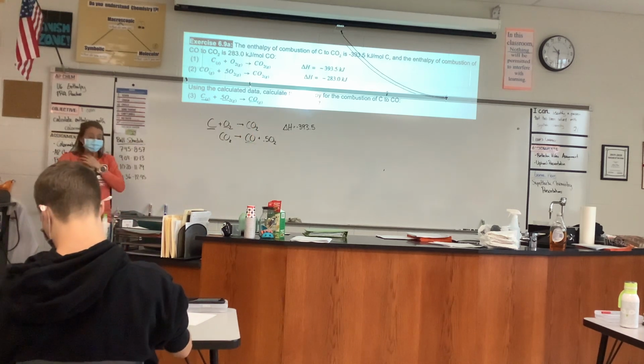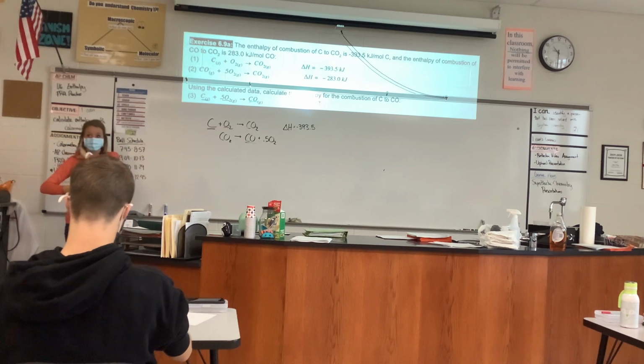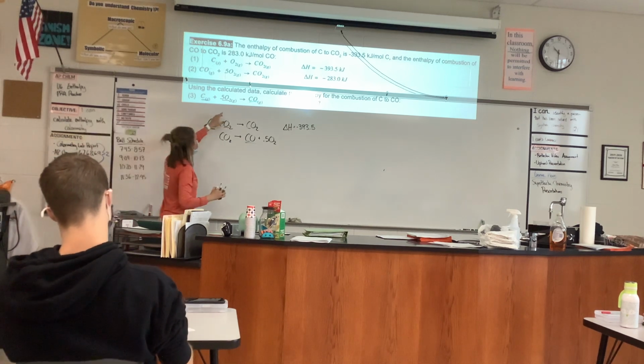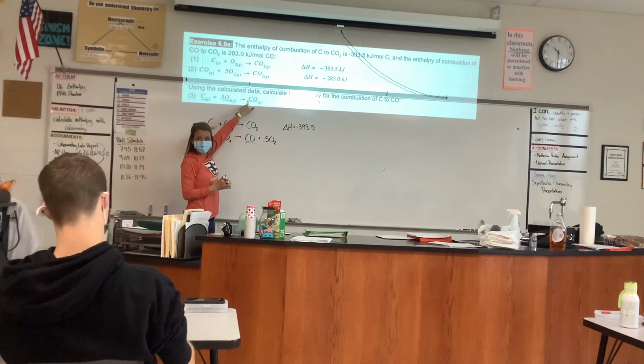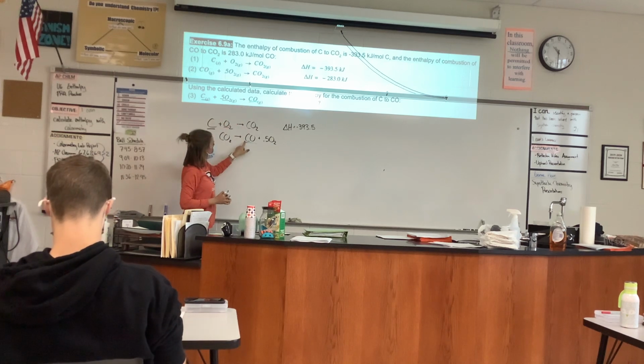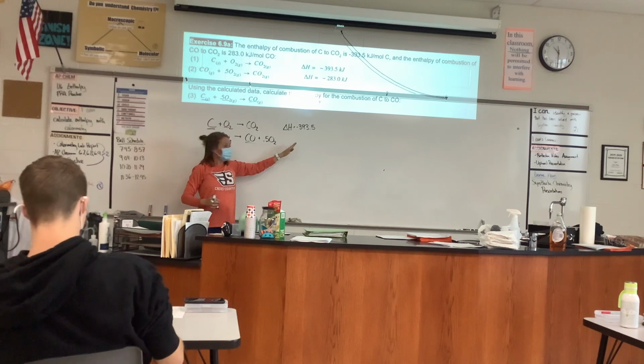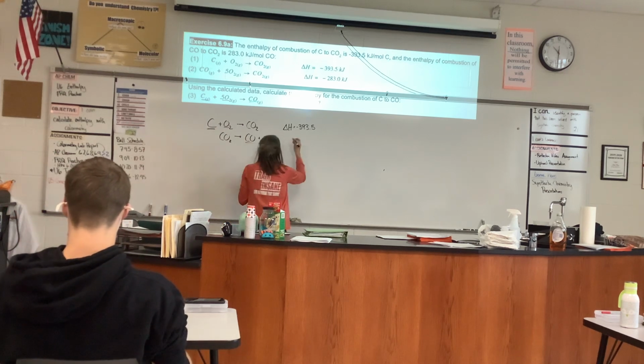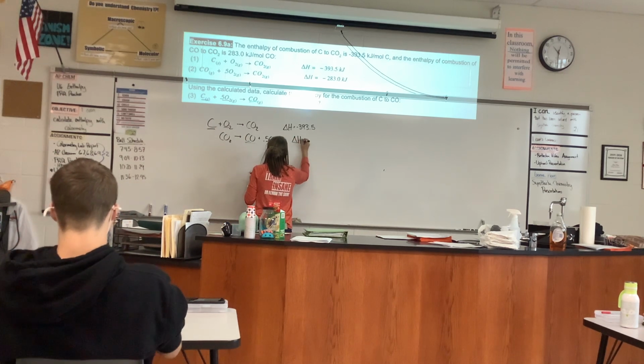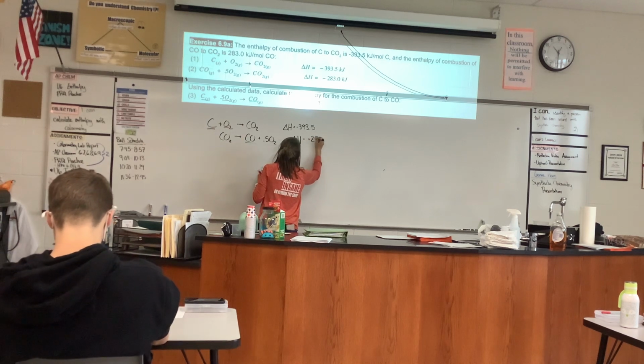Now, if needed, I could also multiply things. So let's say by chance, if there's a 2 here, I could multiply by 2, but you have to do it to everything. Okay? Now, in this case, since I flipped the equation, that will flip the sign.